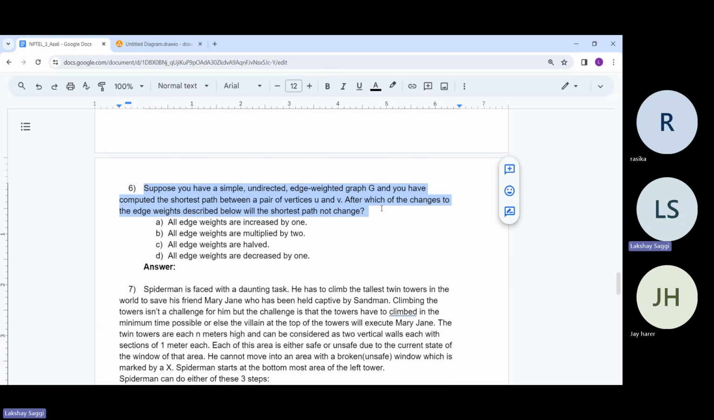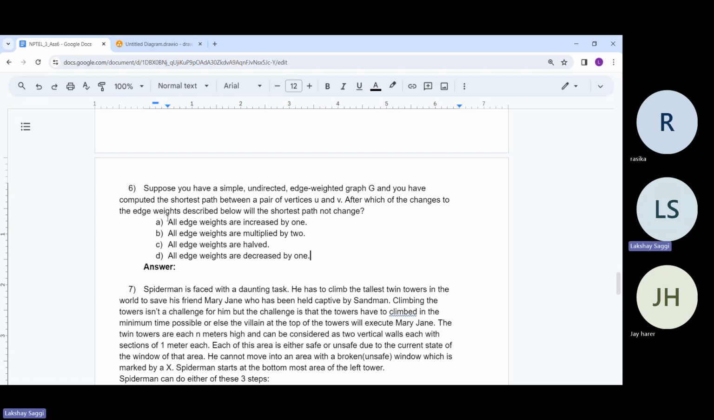So suppose you have a simple undirected graph and we want to find the shortest path between a pair of vertices u and v. And we want to find out after which of the following operations the shortest path will not change. Note that the weight of the shortest path may change, but the problem is asking that the exact shortest path should not change. Its weight can change, but the shortest path should not.